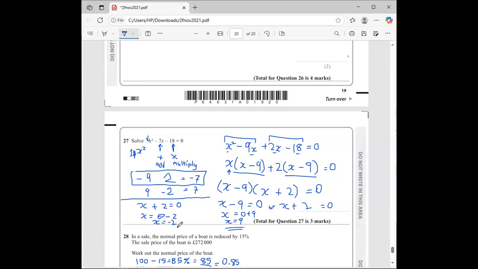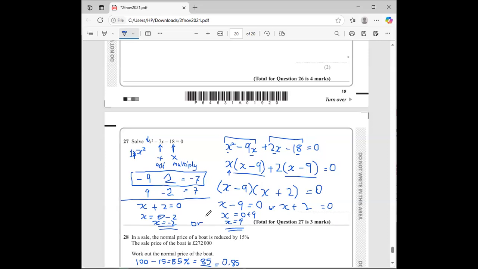So those are our two answers. And usually, quadratic equations always have two answers, okay? So either x equals -2 or x equals 9. Those are the roots of your quadratic equation. Okay, so are you good with this? Can we continue? Yes, yes.